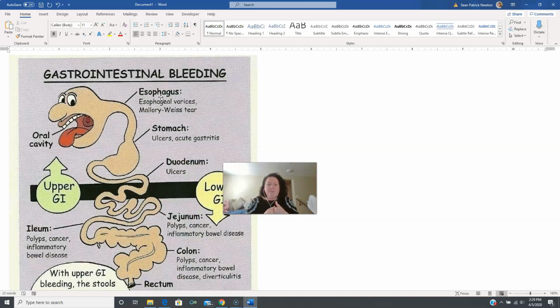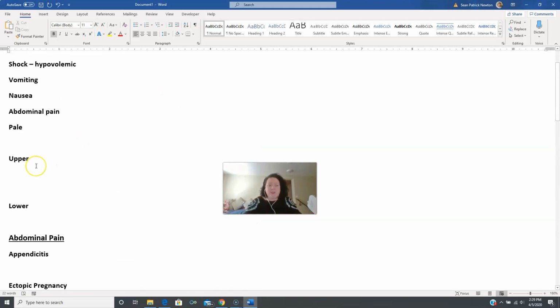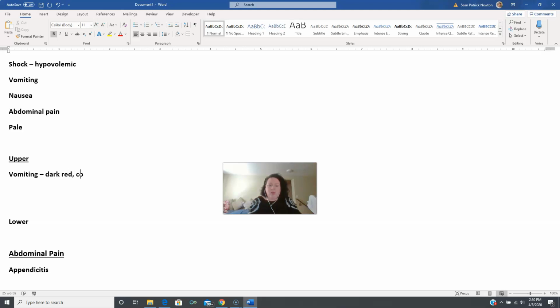Now, when blood mixes with the acid in the stomach, it can turn into what looks like coffee grounds. So if somebody has an upper GI bleed, they can have vomiting, and their vomiting can be dark red or like coffee grounds.